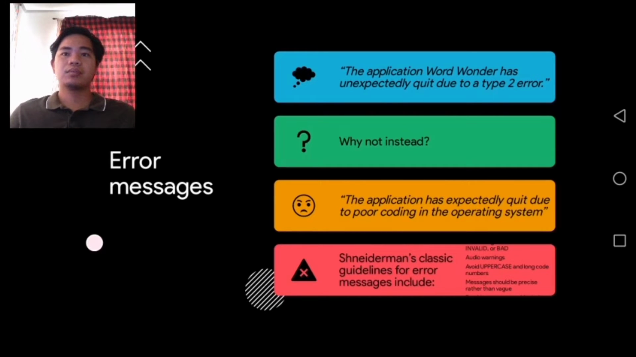Error message: The application Word has unexpectedly quit due to a type 2 error. Why not instead: The application has unexpectedly quit due to poor coding in the operating system. Shneiderman's classic guidelines for error messages include avoiding invalid or bad audio warnings, avoiding uppercase and long code numbers. Messages should be precise rather than vague.